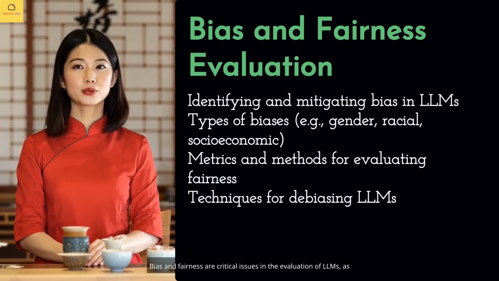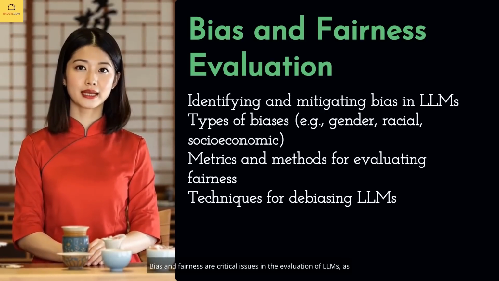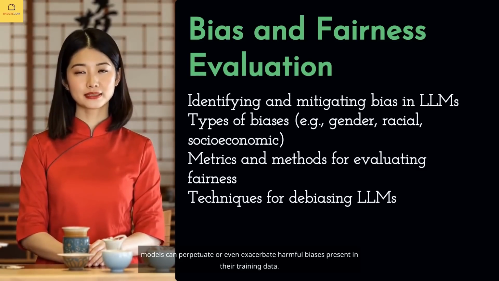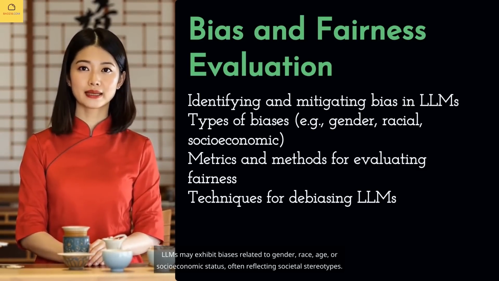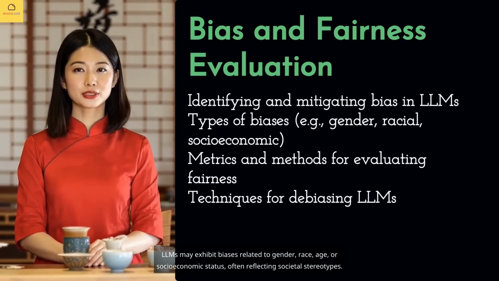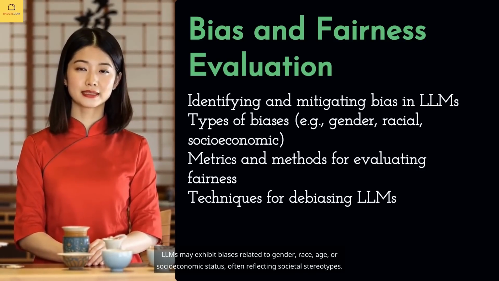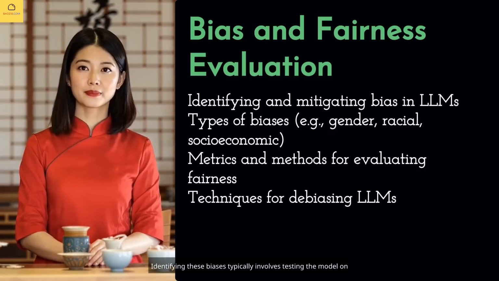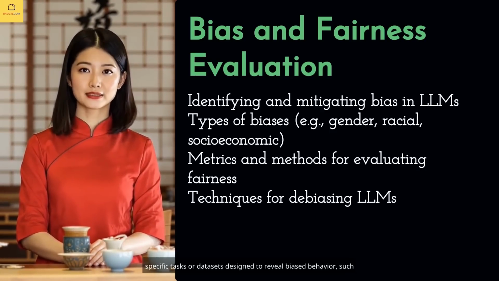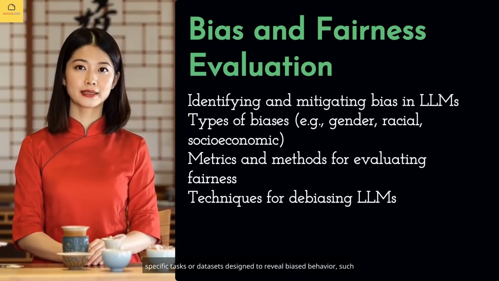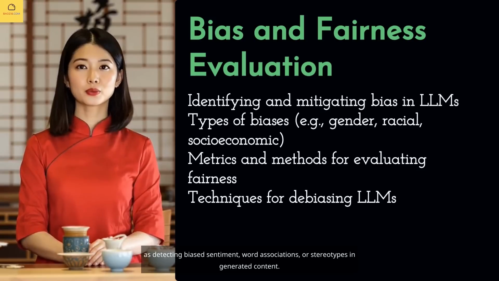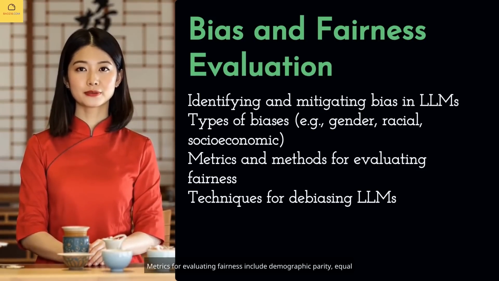Bias and fairness are critical issues in the evaluation of LLMs, as models can perpetuate or even exacerbate harmful biases present in their training data. LLMs may exhibit biases related to gender, race, age, or socioeconomic status, often reflecting societal stereotypes. Identifying these biases typically involves testing the model on specific tasks or datasets designed to reveal biased behavior, such as detecting biased sentiment, word associations, or stereotypes in generated content.